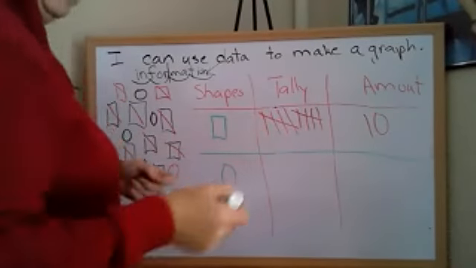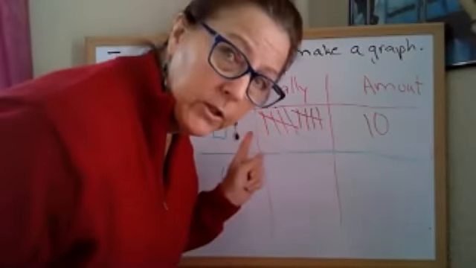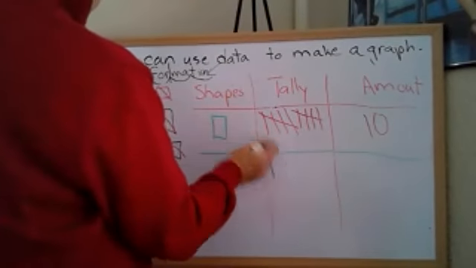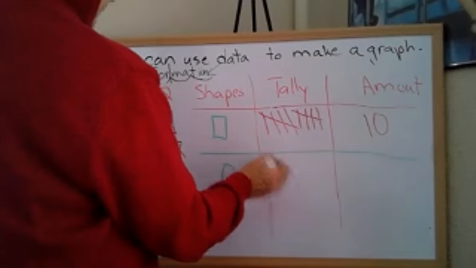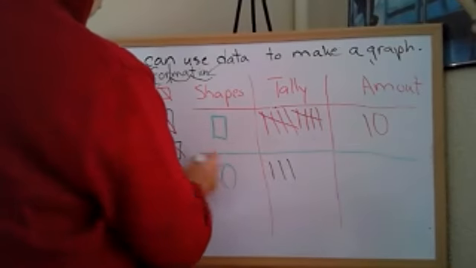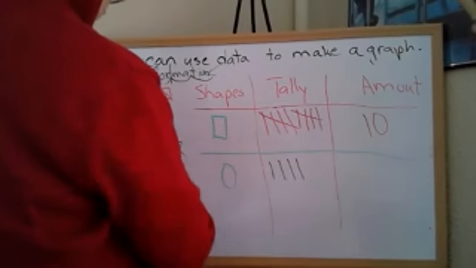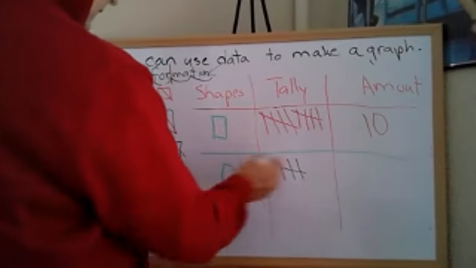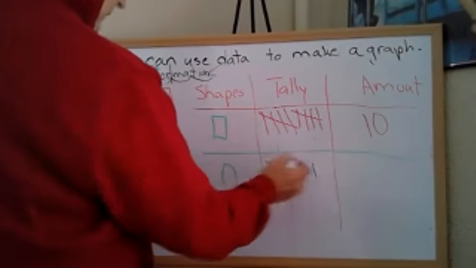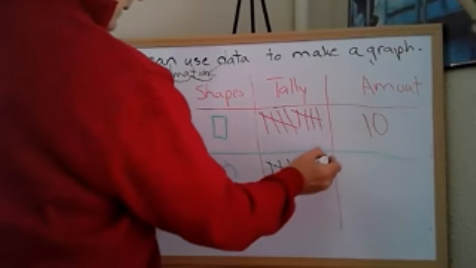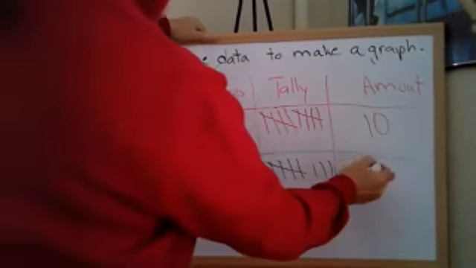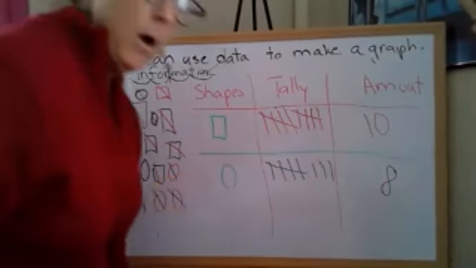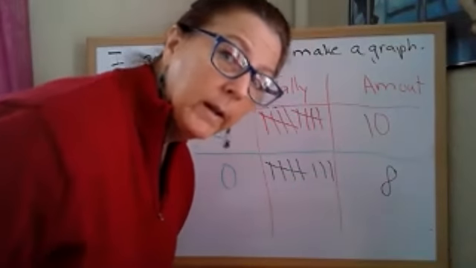Okay, every time I count a circle, I'm going to slash it so I know I counted it. 1, 2, 3, 4, 5, 6, 7, 8. I have 8. Did I get them all? I always have to check my data to make sure I included everything.